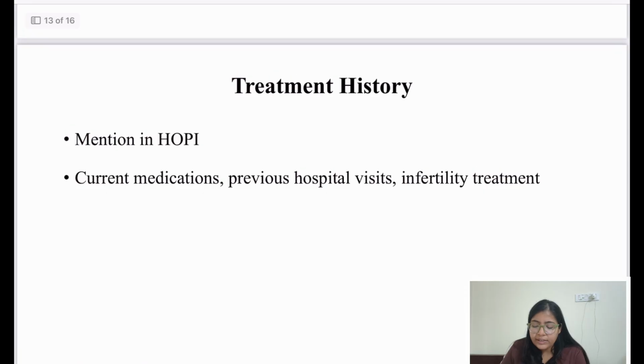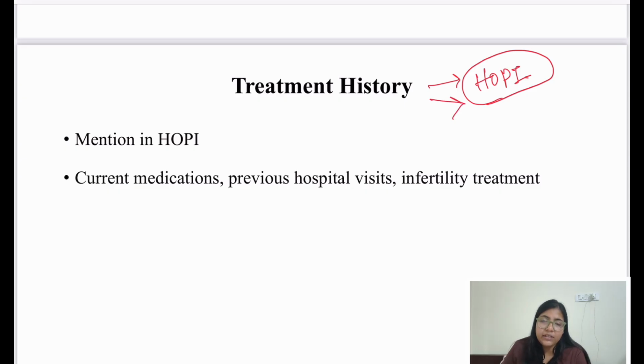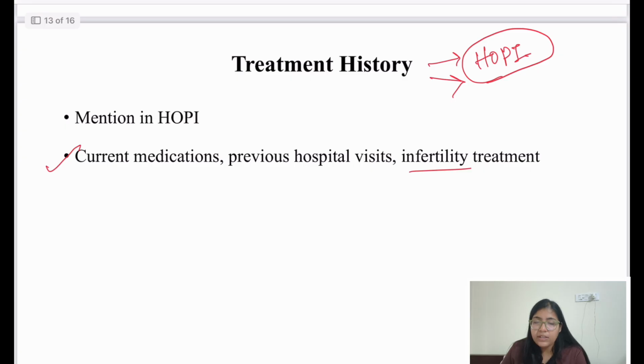Treatment history, you can take it in HOPI. It is better if you take it in HOPI, and if not, then you can take it as a separate part. Ask about current medication, if she had any previous hospital visit or any previous procedure or surgery, and how she has responded to the previous treatment. It is more important in an infertility patient. Many times they take ovulation induction or IUI, IVF outside, and then after visiting many centers they may come to your center for evaluation again. So it is important in an infertility patient.